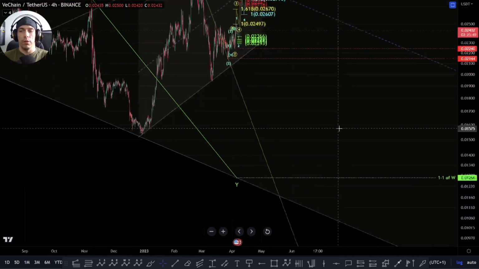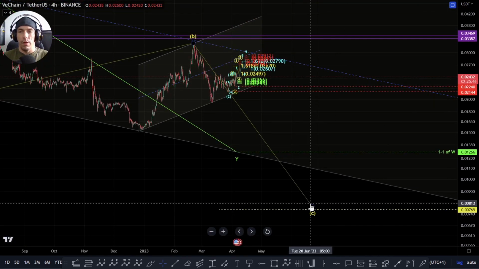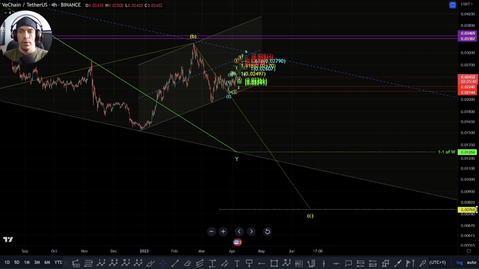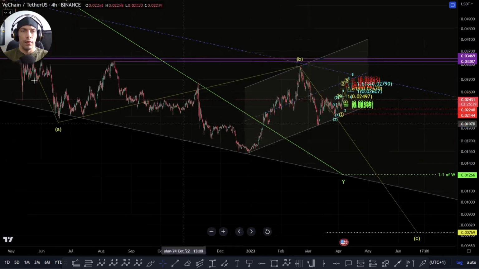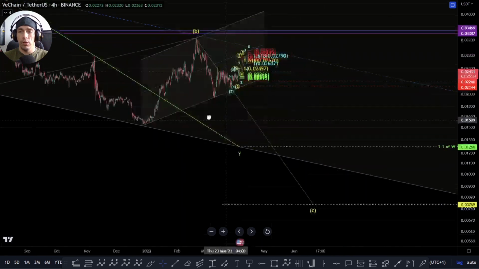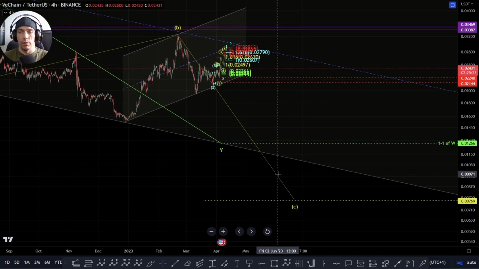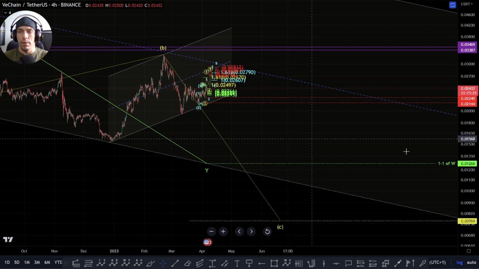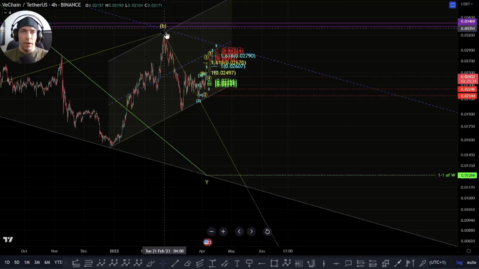The alternative thing we need to be aware of here is, we could still be looking for continuation to the downside, looking for this C wave potentially towards this zone of 0.0769, which would be the one-to-one of this A and B as a flat correction, looking for a C wave to the downside. So this is still on the cards. One-to-one of the W wave is also down here at the 0.1266 region.